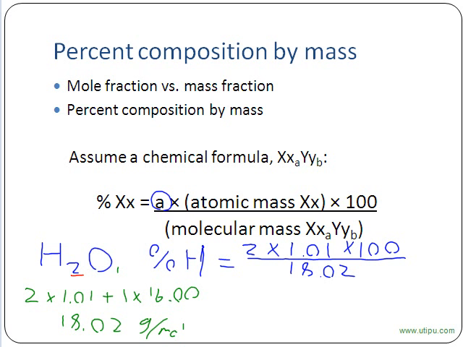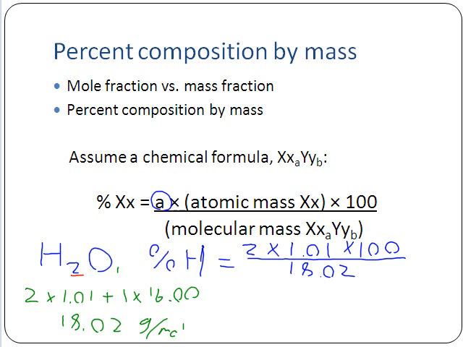So we use 18.02 here. And so thus, to find the percentage of hydrogen in this guy right here, we'd say, get out your calculators. 2 times 1.01 times 100, and then divide that by the total molecular mass, 18.02. And by doing this, we should get, I made a mistake in my calculation here.